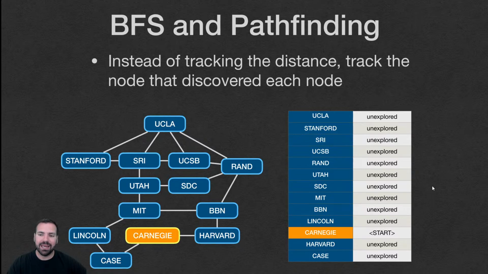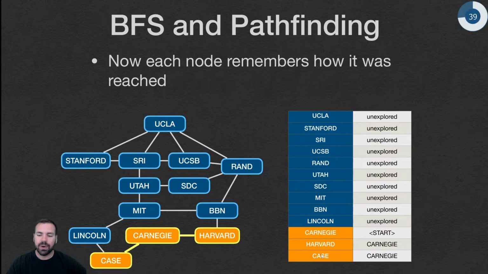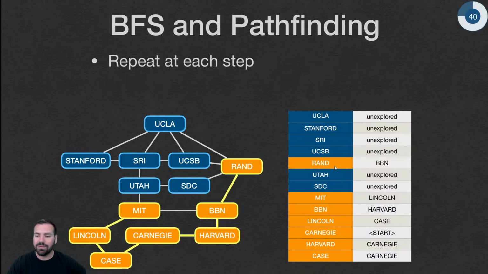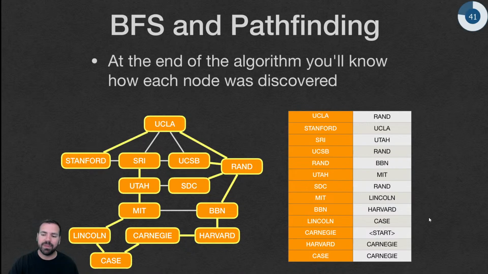And then each time we explore a node, we're going to remember which node explored it. So Harvard and Case were both explored by Carnegie. BBN was explored by Harvard. Rand was explored by BBN. MIT was explored by Lincoln. And you get the idea. We run through the whole algorithm and keep track of this information: which node discovered each other node in the graph, with the starting node being marked with some special indicator.